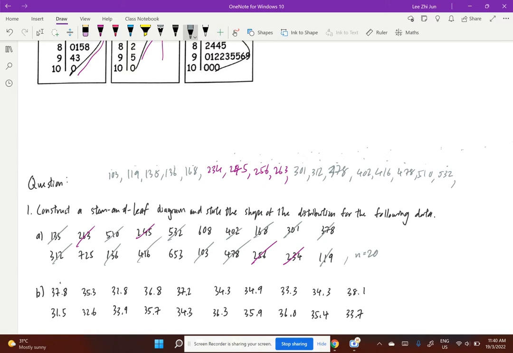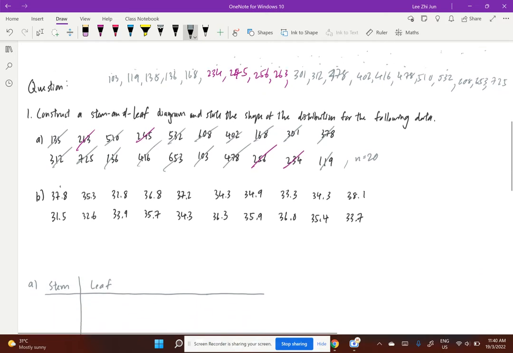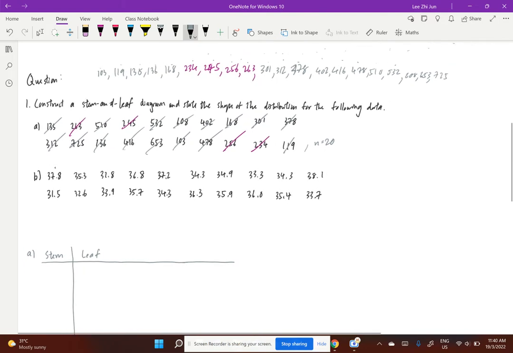So 600, 608, 653, and the last one is 700, 725. Okay, this is what I have. The numbers are arranged in ascending order, so now I can start to do my stem and leaf diagram. For this case, I need to take the first digit to the stem here. Sorry, 1 digit.